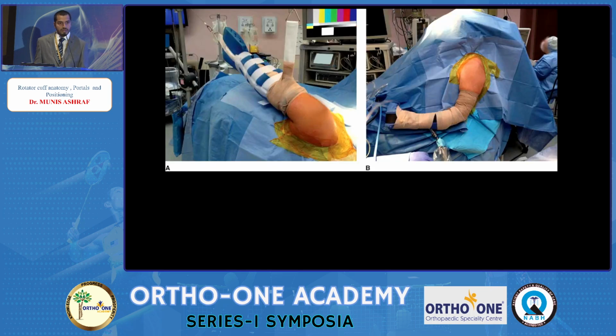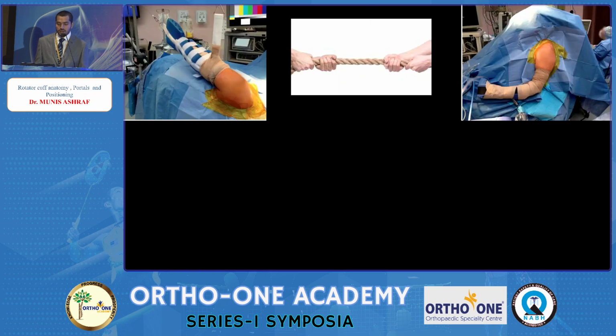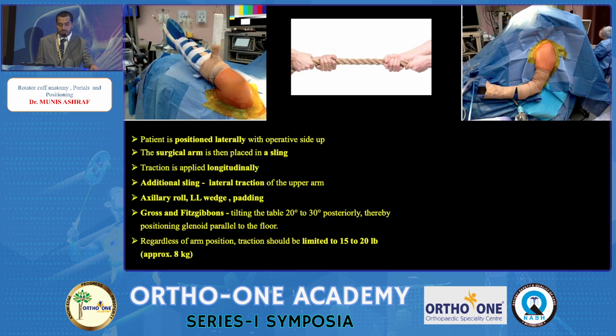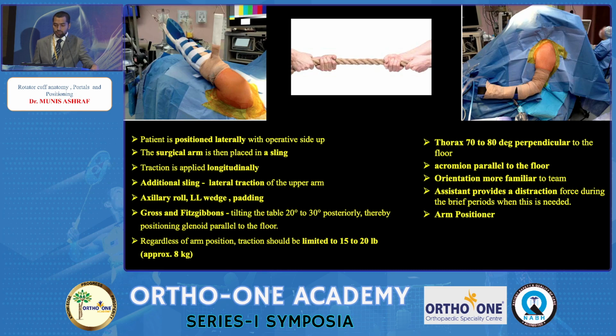So how to place the shoulder? There is no right way of doing it. There are lateral decubitus and Beach chair positions. Both have their pros and cons. The lateral decubitus is placed with the patient lying laterally. The OT table is tilted 20 to 30 degrees to align the glenoid to the floor. Adequate padding and an axillary roll are given. The traction should not be more than 8 kilograms. Beach chair is more anatomic. The thorax is 70 to 80 degrees, perpendicular to the floor, acromion parallel to the floor. It provides a more familiar view to the operating team, and an arm positioner can be used.